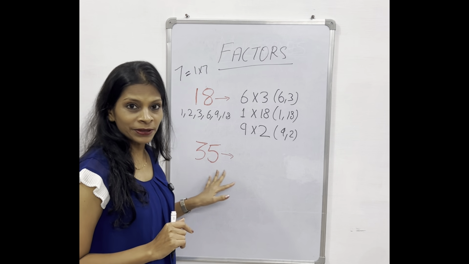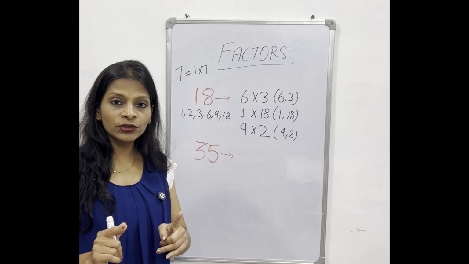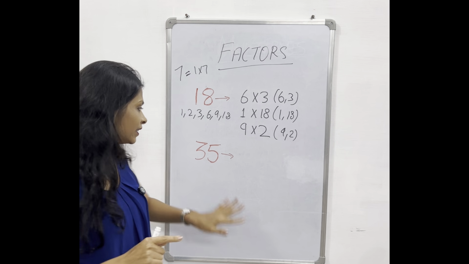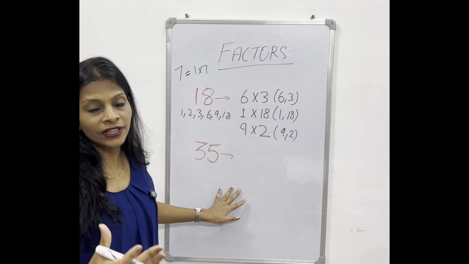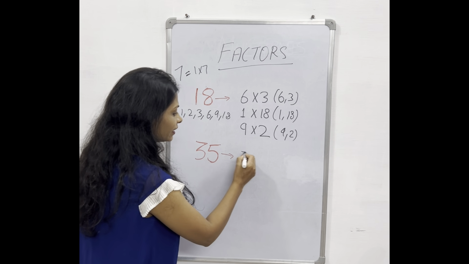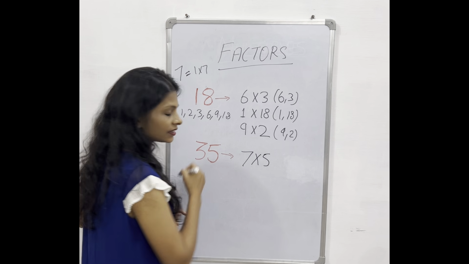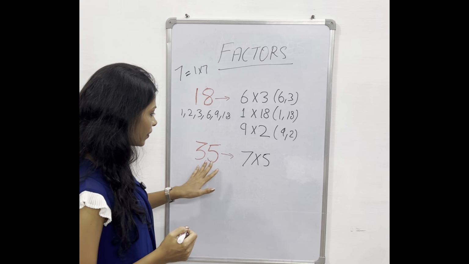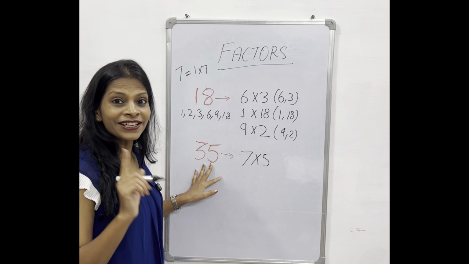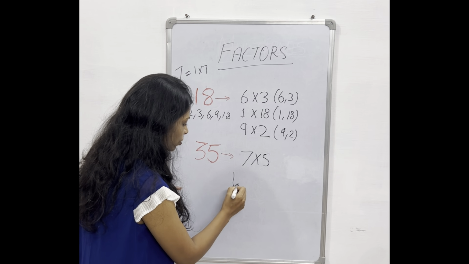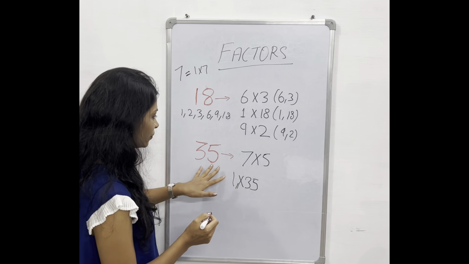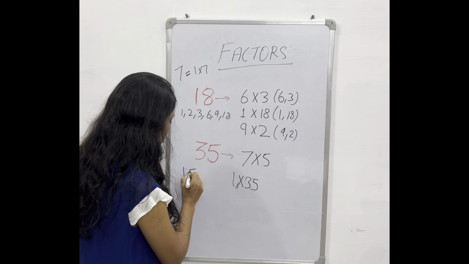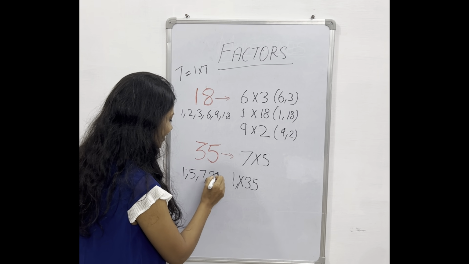Let's go to the next example, 35. Now you have to think of two numbers which when multiplied give 35, or think of any table wherein you're getting 35 as a multiple. We know that 7 times 5 is 35. Therefore, 7 and 5 are factors of 35. And don't forget 1 and the number itself. So 1 times 35 is 35. Therefore, the factors of 35 are 1, 5, 7 and 35.